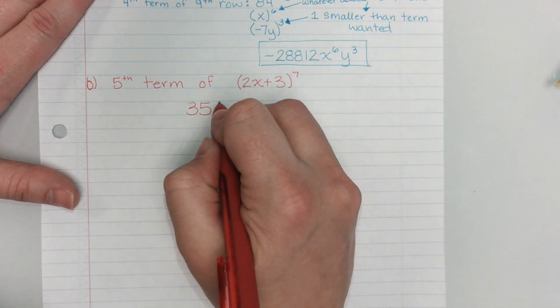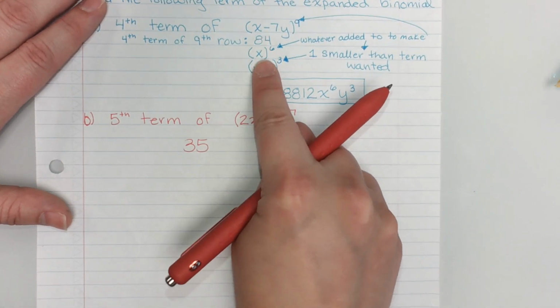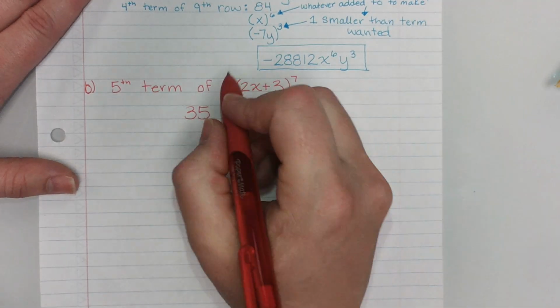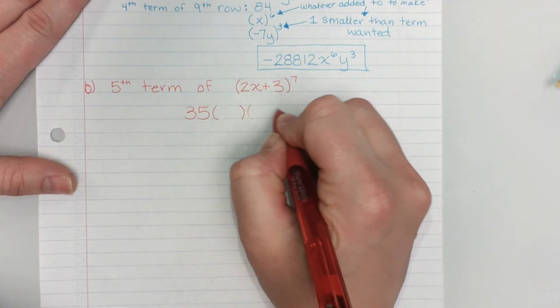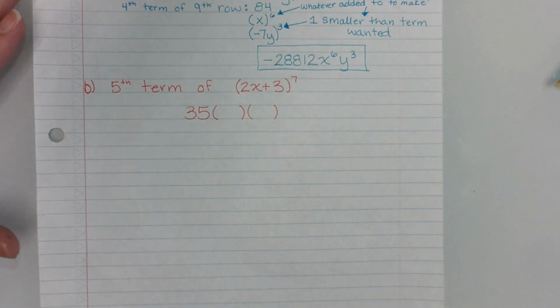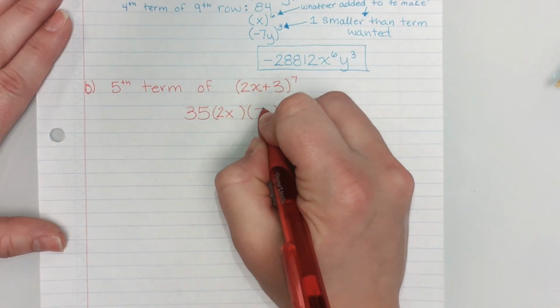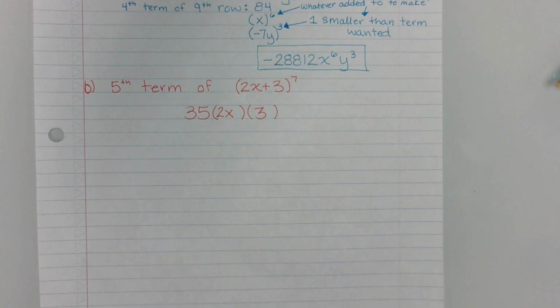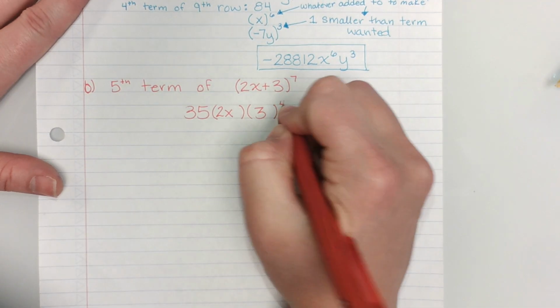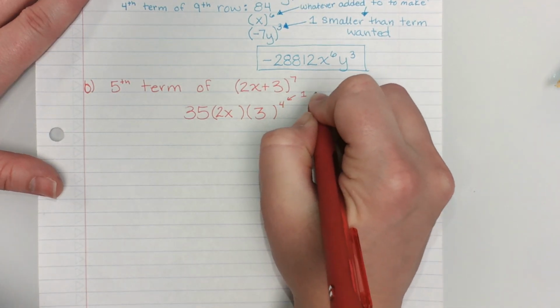I got 35. I don't generally write it out as 3 separate things. I was just kind of showing you where things come from. I automatically go to this. 2x is going to be to some power. 3 is going to be to some power. Easier one to work with first is what the 3 is to the power of. 3 is going to be to the power of 4, because it's 1 smaller than the 5th.